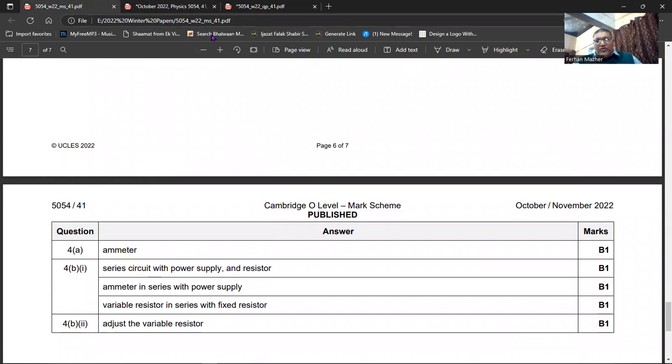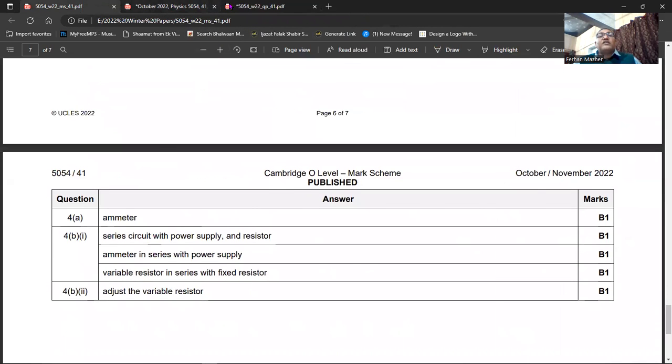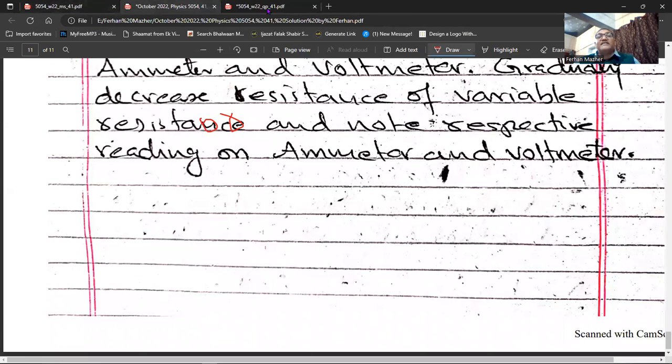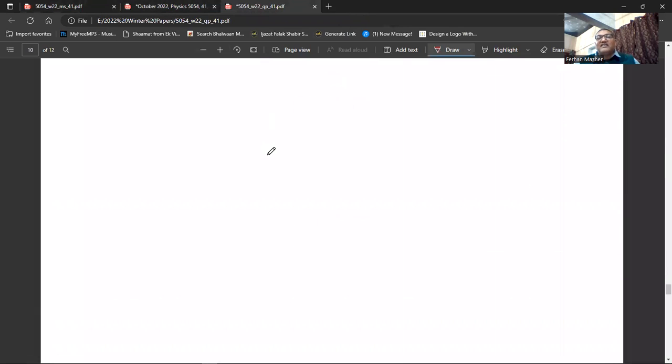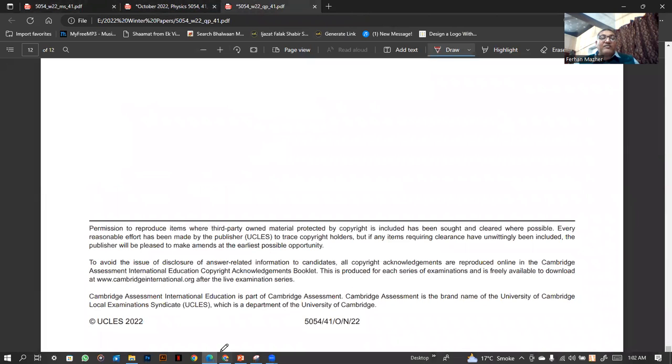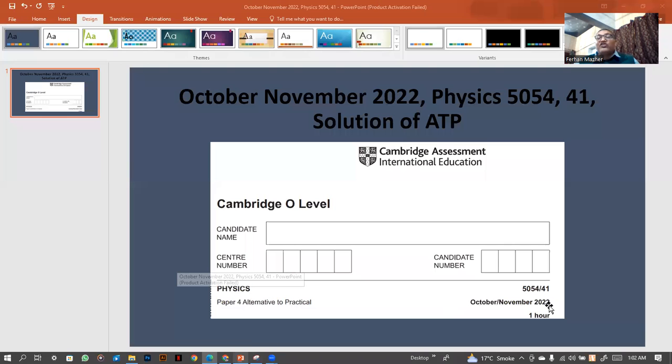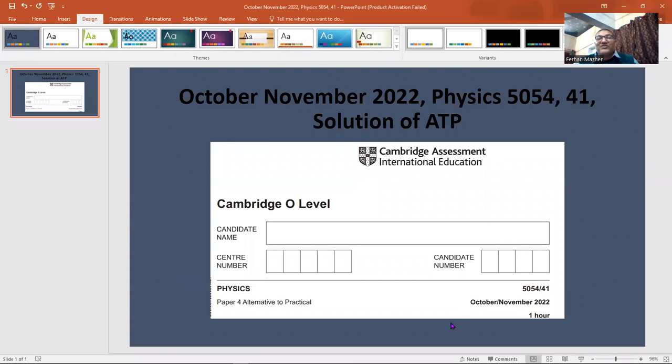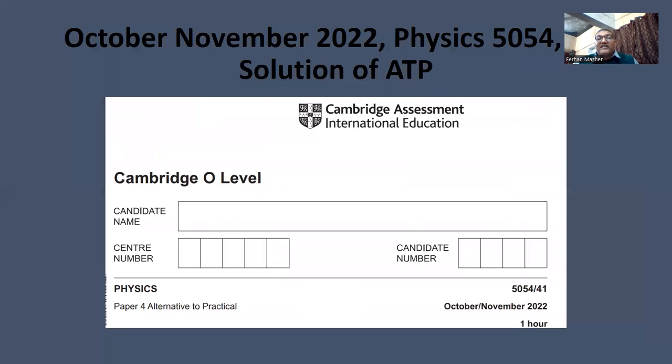You can pause the video and take your time with the marking scheme of question number 4. So that's it. We have reached the end of the paper. All the pages are blank. It's a very important habit to check all the pages to make sure that you have missed nothing.